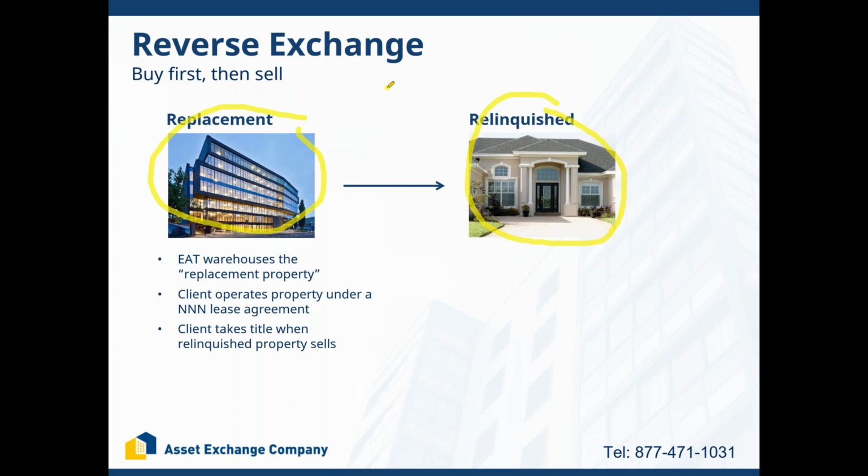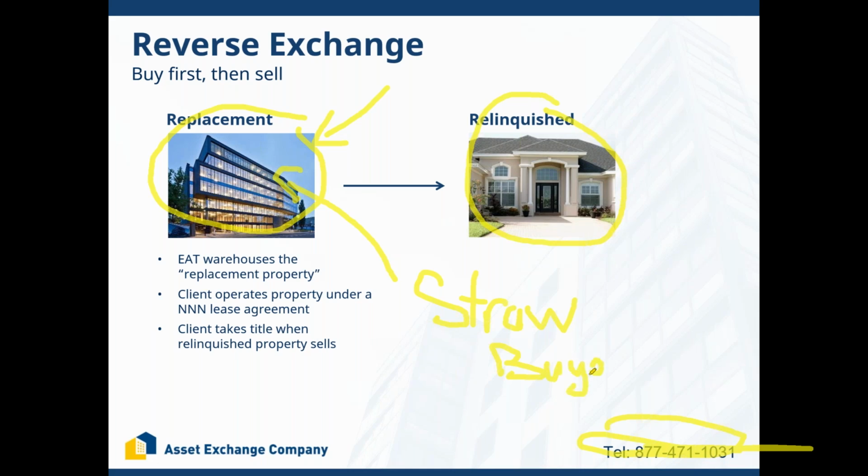In order to buy this building first in a reverse exchange, the very first thing you have to do is call me, okay? So my phone number is down here. Again, you're going to have to call me because I am going to have to become a straw buyer for this property. You cannot own the new property and the old property at the same time. I am going to become a straw buyer for the property that you want to buy. Technically it's called an exchange accommodating title holder. You don't care about that though. Okay, it's a straw buyer.